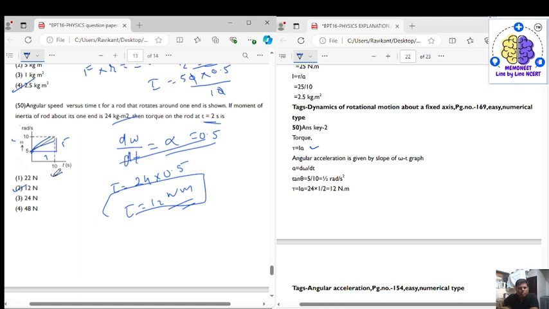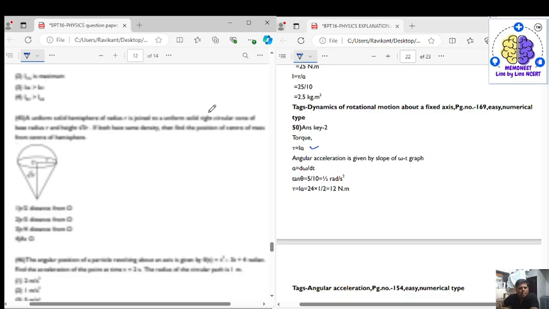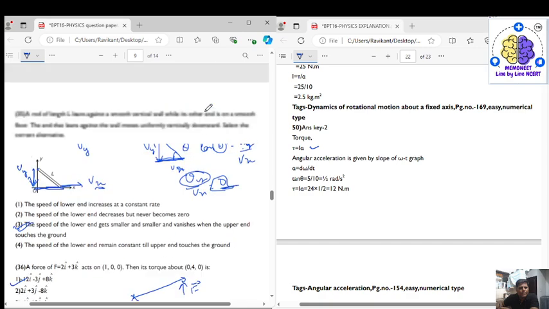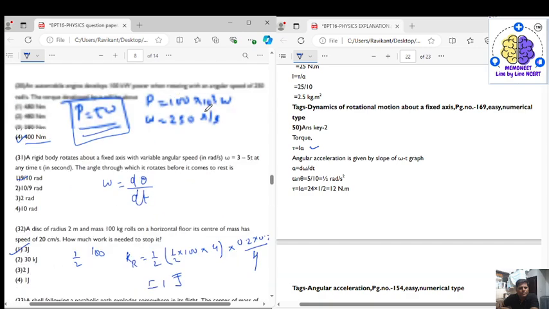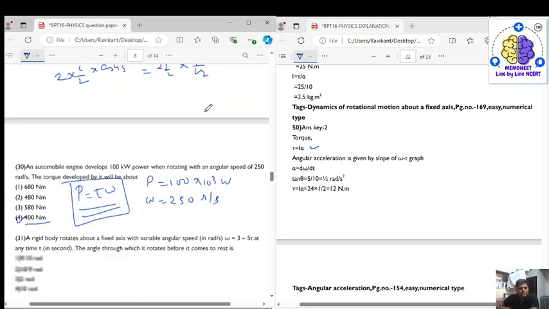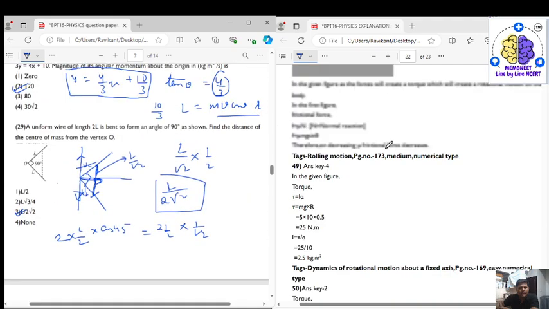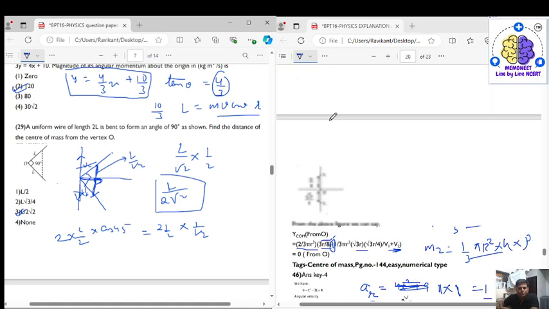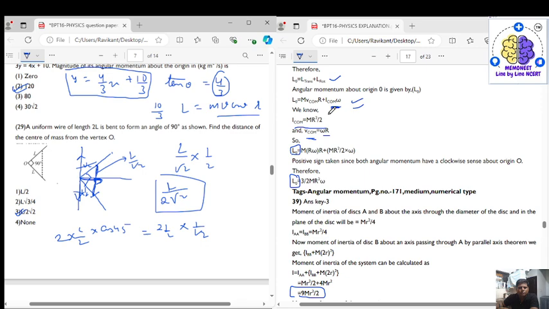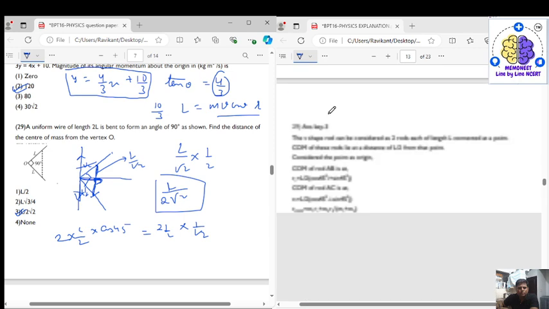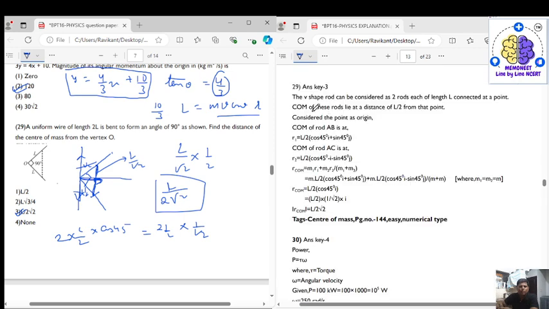Now let's see question number 30. There was a doubt over there. Question number 29. Yes, so we saw that the center of mass over here was easily calculated using the graphical method.